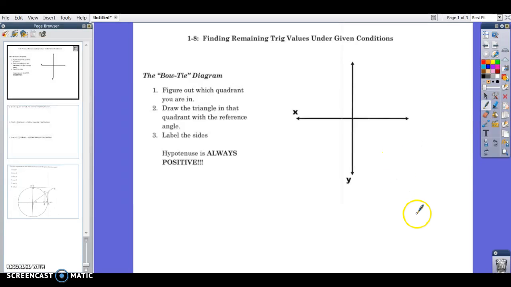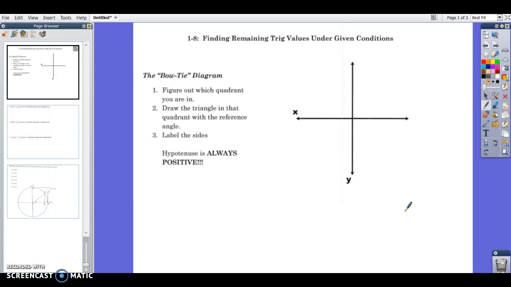In the previous lesson, we learned about finding trig functions of any angle. We were able to use the reference angle and a diagram to help us figure out the angle measure that we needed to use, whether or not the trig function was going to be positive or negative, and how to calculate from there. Today we're going to talk about finding remaining trig functions under certain conditions.